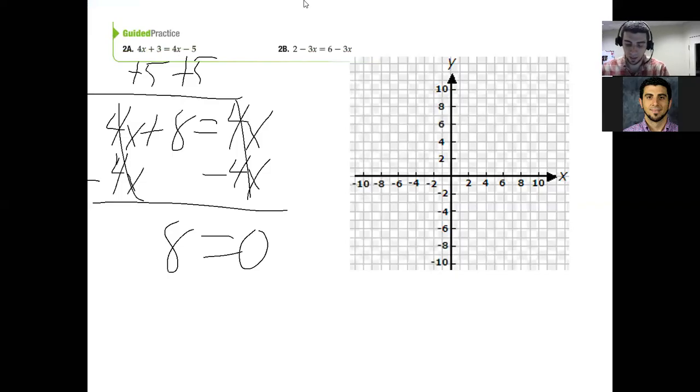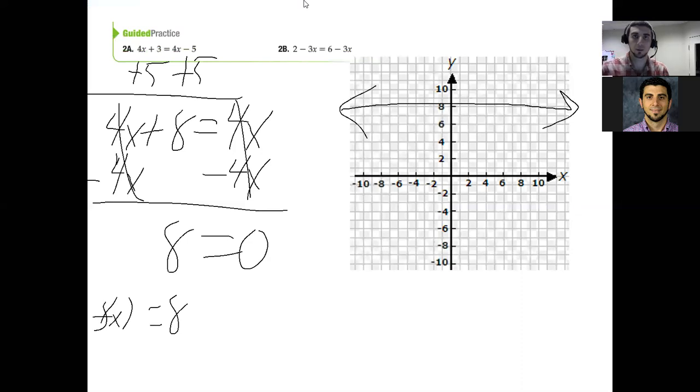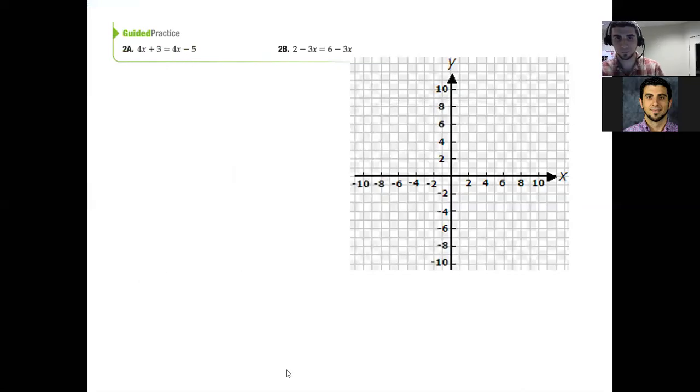If you graphed the related function, it would be f of x equals 8, which is a horizontal line going through 8 on the y-axis. And that means there's no solution because it's a horizontal line. Also, when we solve the equation down, we got 8 equals 0. That's a false statement. So there's no solution, there's no root, there's no 0, there's no x-intercept for this one.